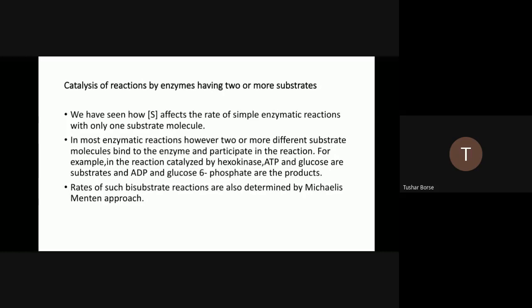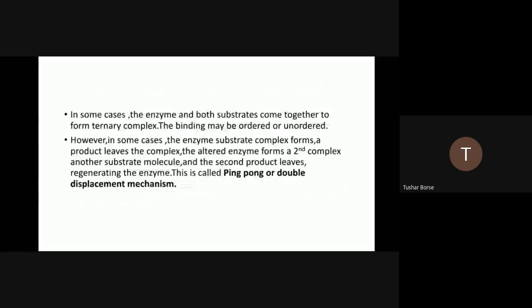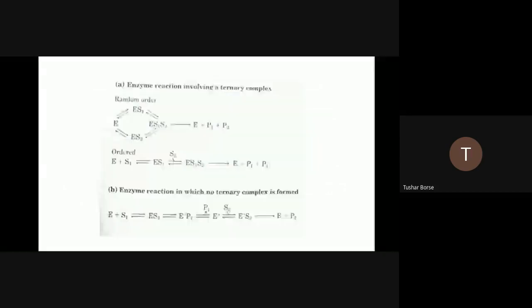So now we'll just come to this diagram, and I'll explain this by this diagram only. So in an enzymatic reaction, if we are having two substrates, the two substrates can come and bind to the enzyme in two or three different manners.